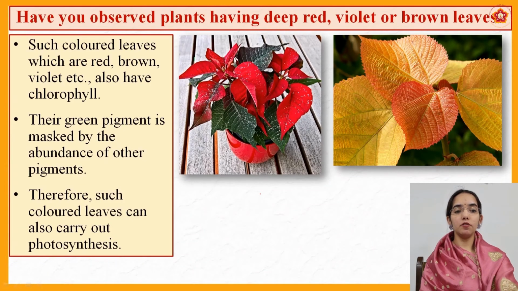So these leaves are also carrying out photosynthesis. It's just that the green pigment chlorophyll is less in quantity in comparison to the other pigments which are red, violet, brown, yellow in color.